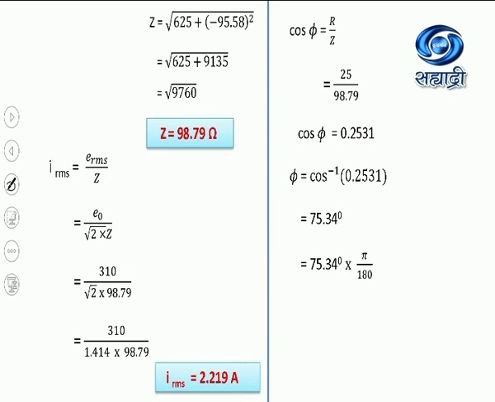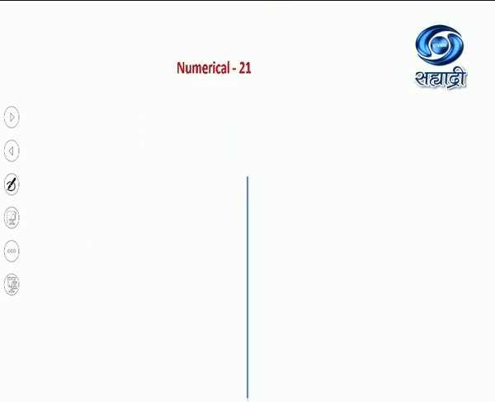So phi is equal to 75.34 degree into pi upon 180. Pi into 75.34 divided by 180 is 0.4186. So phi, after substituting pi as 3.142, you get it as 1.315 radians. So phase angle is 1.315 radians.